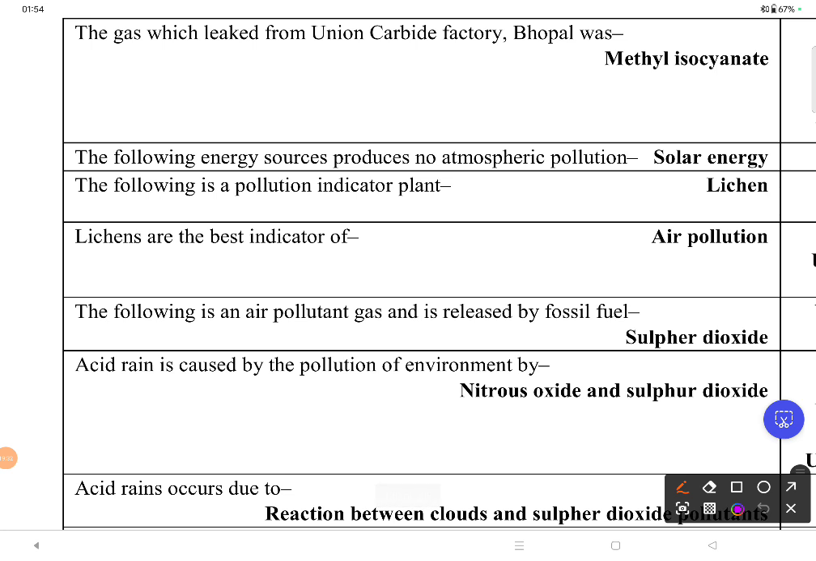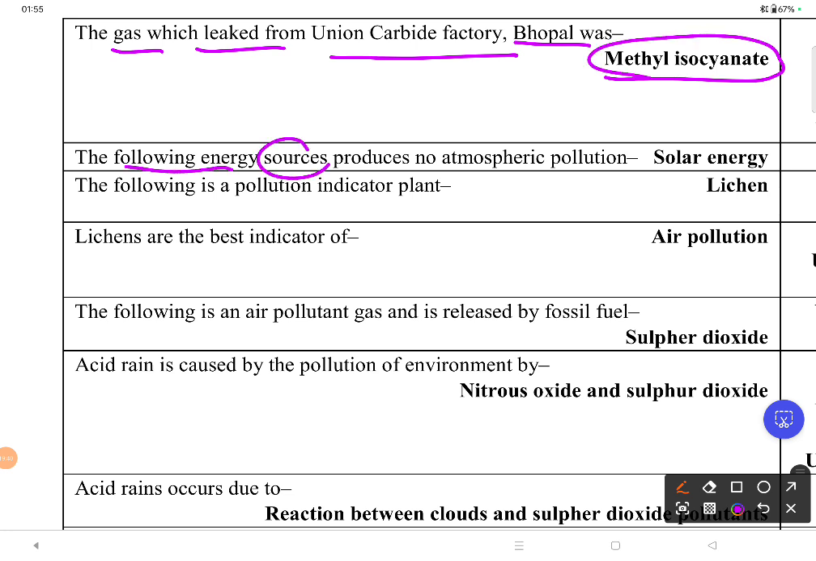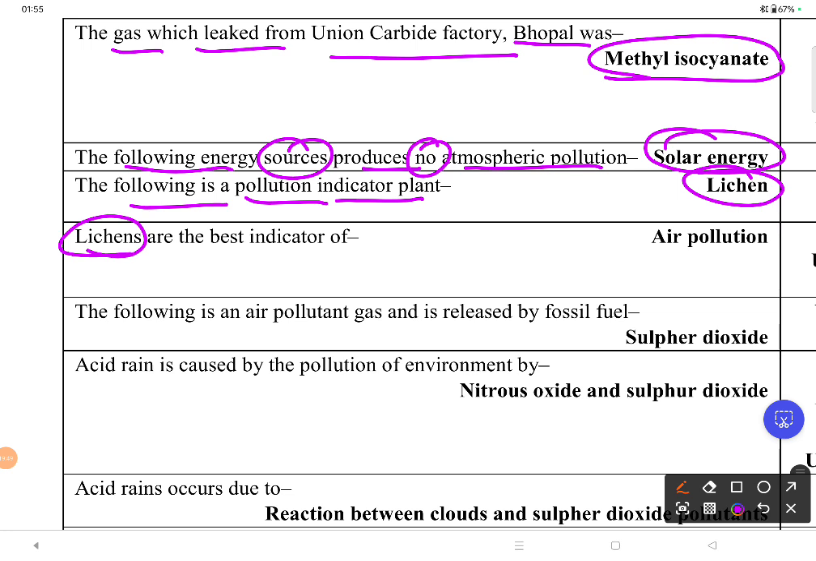The gas which leaked from the Union Carbide factory in Bhopal was methyl isocyanate. The following energy source produces no atmospheric pollution: solar energy. The following is a pollution indicator plant: lichen. Lichens are the best indicators of air pollution.